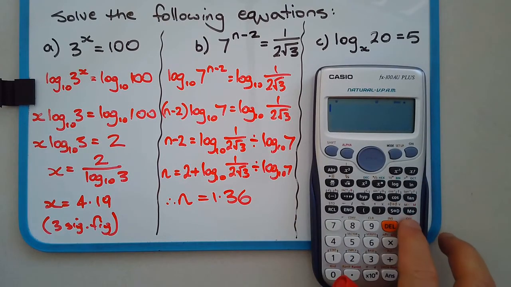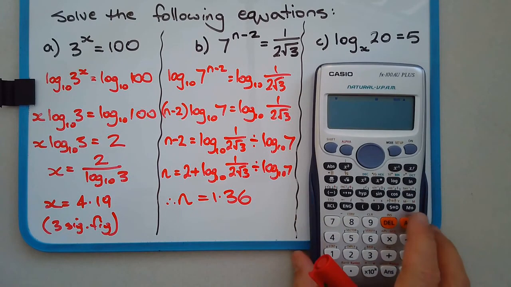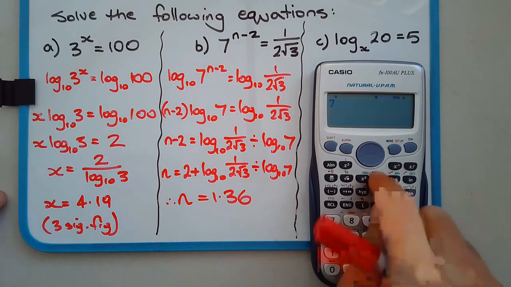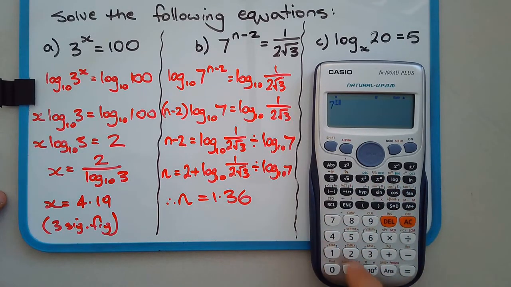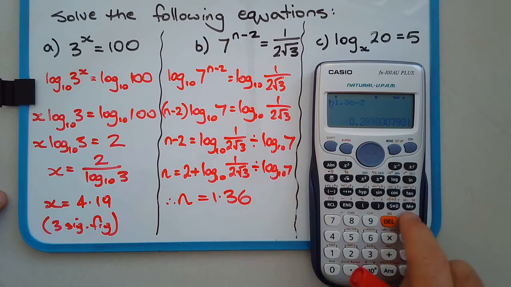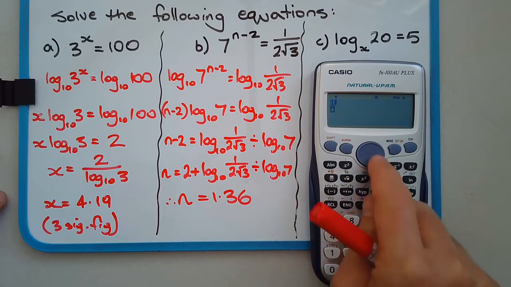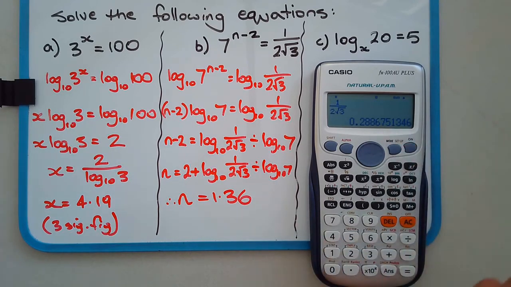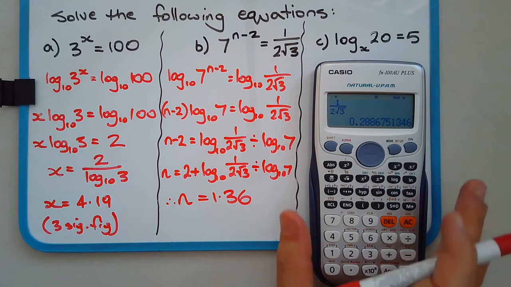We can test the answer as well. I might just do it quickly. If we do 7 to the power of n minus 2, so 1.36 minus 2, we get 0.288. So 1 on 2 root 3, do we get 0.288 here, or pretty close? Yeah, pretty close. As long as the answers are reasonably close, I think we're confident enough that the answer is correct.